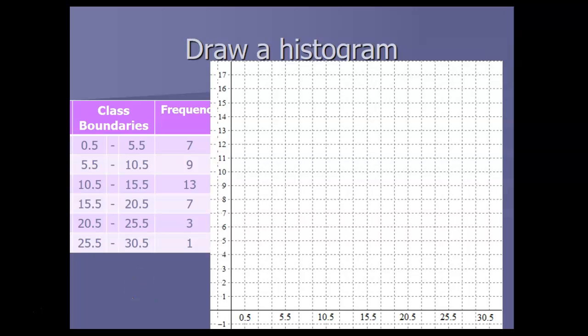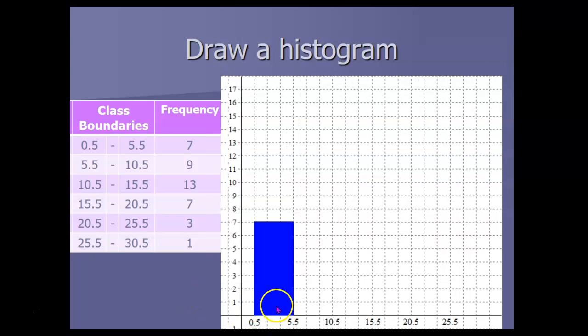Now we're ready to start drawing in the bars. So that first bar goes from 0.5 to 5.5. And it goes up to a height of 7. So it would look like this. You don't have to color it in, you just have to draw a bar. You can color it in if you want, but you need to draw a bar that stretches from the lower to the upper boundary horizontally, and then from the bottom, the horizontal axis, up to a height of 7, because that's the frequency. That's how far up it goes vertically.